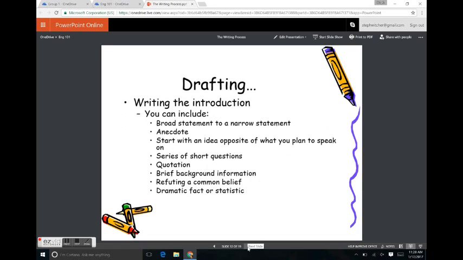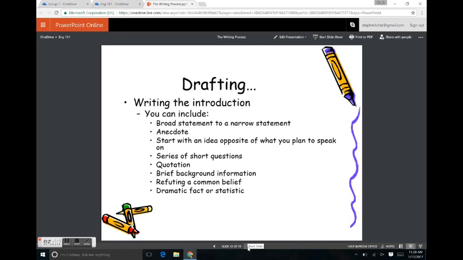So what can you include in the introduction? Well, here are some ideas, and by the way, the book covers this in the drafting chapter, but you can go from a broad statement to a narrow statement. So if I was going to talk about unsweet tea, this is one of my favorite topics. I love unsweet tea, and I have yet to have a student write papers on unsweet tea, so I feel pretty safe using this topic.